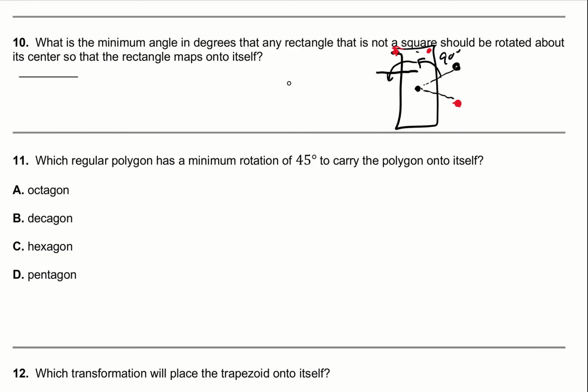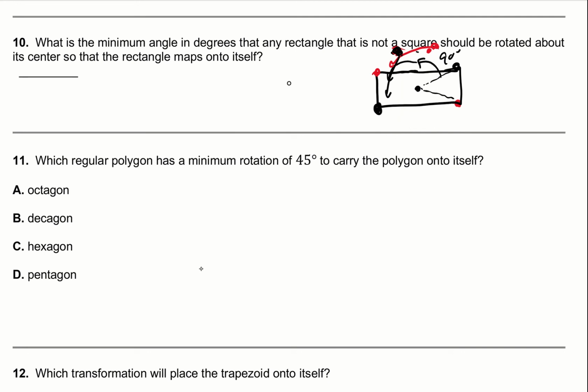Or rather, it would go, I did the wrong color here. This one's going to be the black one. This one's going to be the red one. Apologize for that. Let me redraw this rectangle. Okay, so now this red one will go up here because this will rotate 90 degrees this way, and then this will rotate 90 degrees this way.